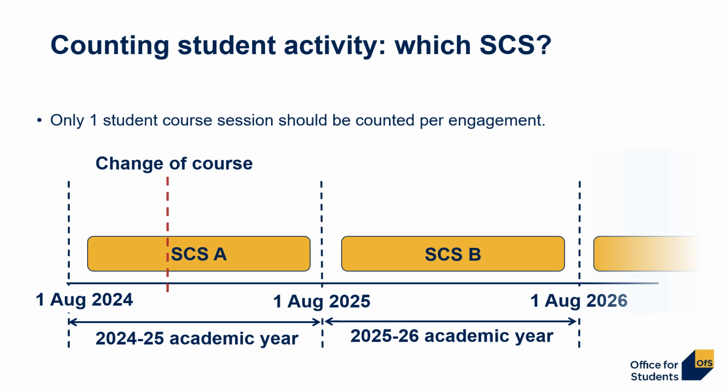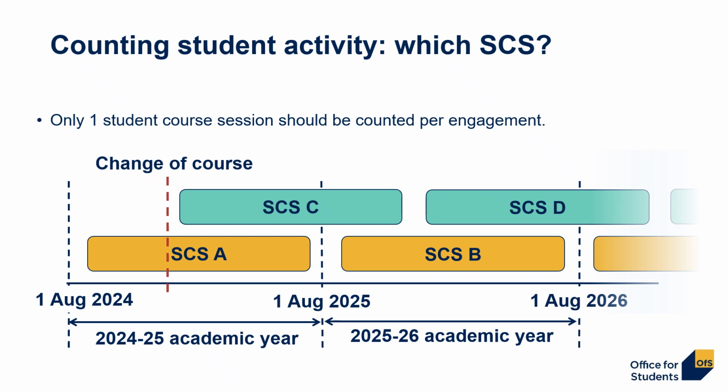However, if the student decides to start the course from scratch and joins a cohort that starts in January, then SCS-A would end and a new student course session, SCS-C, would begin. This is because the student has changed cohorts. Again, this is based on the student record specification. In this circumstance, the provider should disregard the activity in SCS-A and base a year of engagement off SCS-C, as it is the latest student course session in the 2024-25 academic year. The student would then continue a normal pattern of study in subsequent years.